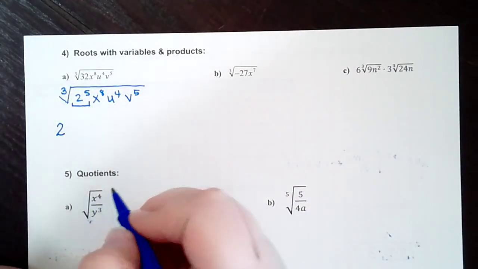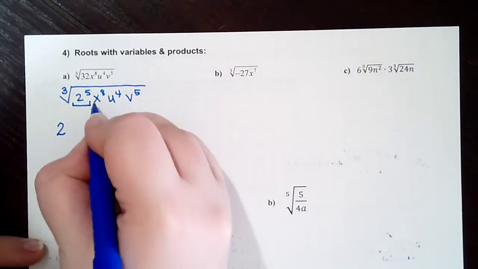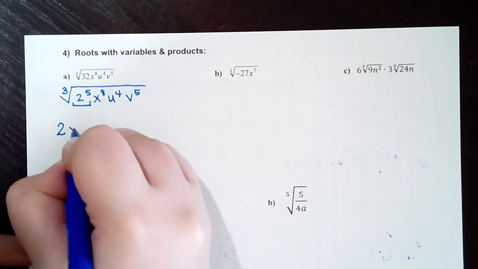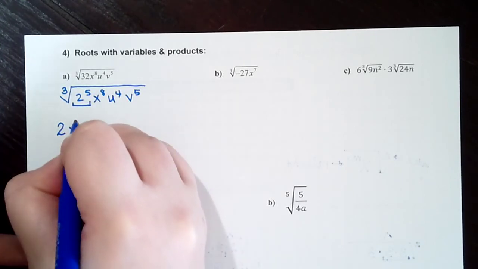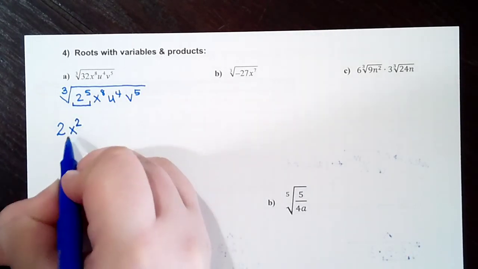In x to the 8th, there's an x to the 6th, which is 2 sets of triples. So I'm actually going to bring out x to the 2. I brought out 2 sets of x.